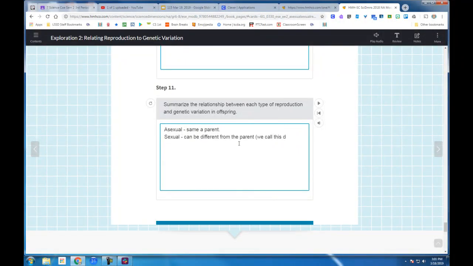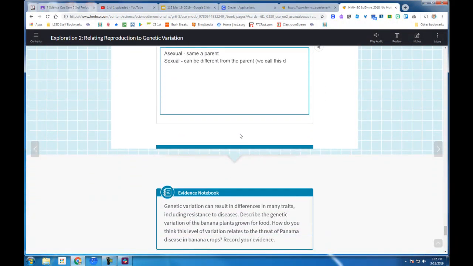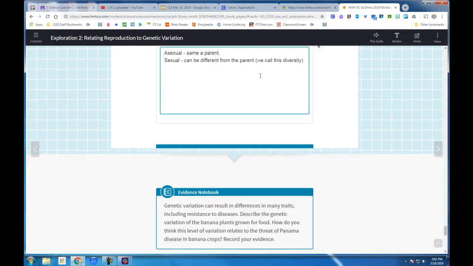Summarizing, just keep sticking with that idea that asexual is the same parent. They're genetically the same. Sexual, different parents. It's going to be a little bit more diverse. Not sure why that got cut off, but we call that diversity in a population.